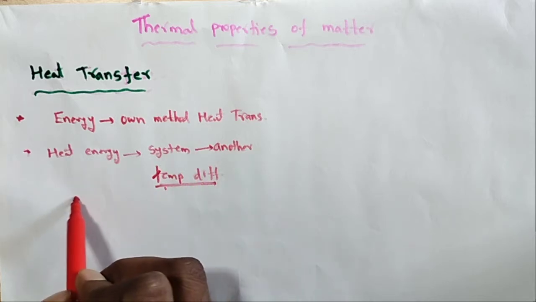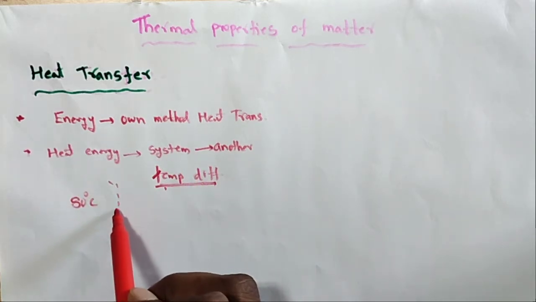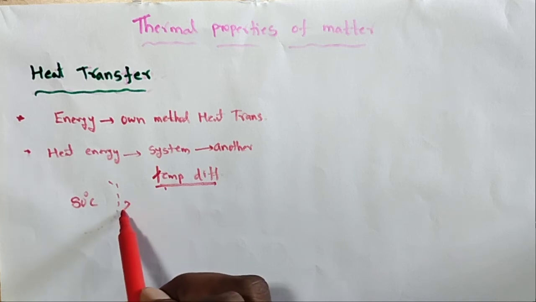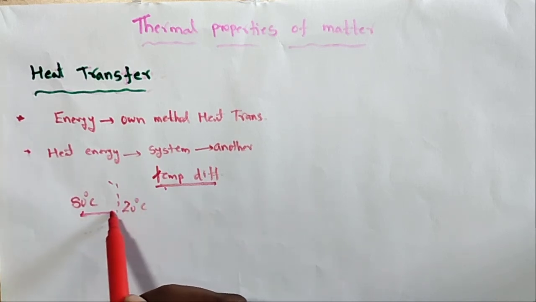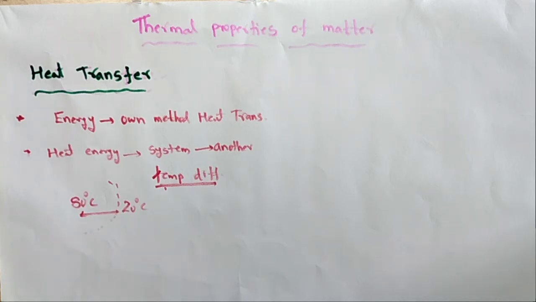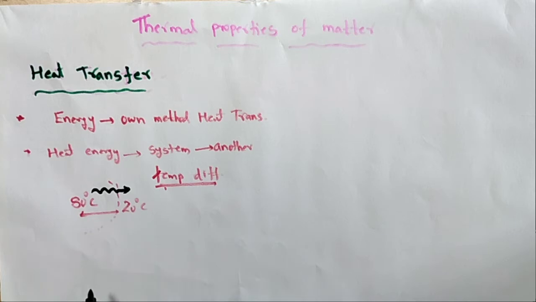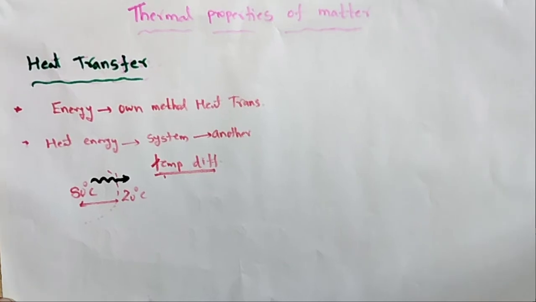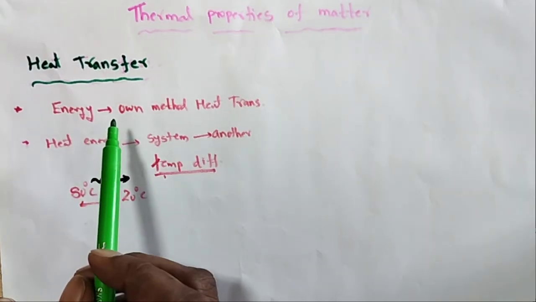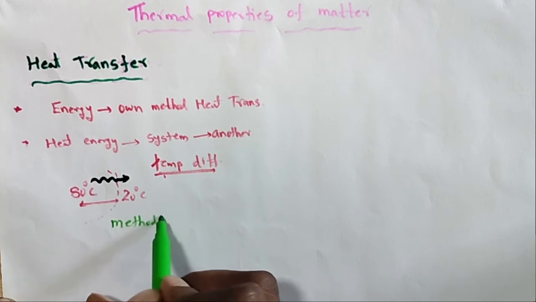For example, one object is at 80 degrees and the surrounding temperature is 20 degrees. What happens? Because of this temperature difference, heat is transported. Here, how many methods are there by which heat is transported?